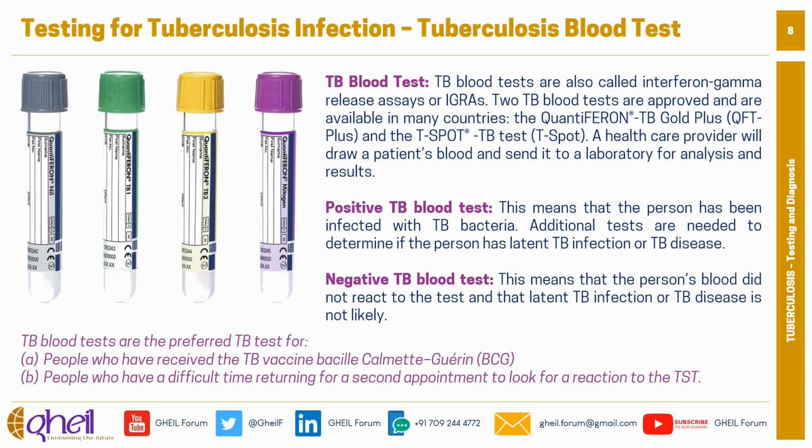Positive TB blood test. This means that the person has been infected with TB bacteria. Additional tests are needed to determine if the person has latent TB infection or TB disease. Negative TB blood test. This means that the person's blood did not react to the test and that latent TB infection or TB disease is not likely. TB blood tests are the preferred TB test for people who have received the TB vaccine Bacillus Calmette-Guerin, in short BCG, and for people who have a difficult time returning for a second appointment to look for a reaction to the TST.